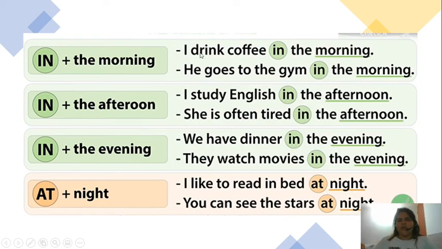Let's see some examples. I drink coffee in the morning. He goes to the gym in the morning. I study English in the afternoon. She is often tired in the afternoon. We have dinner in the evening. They watch movies in the evening. I like to read in bed at night. So be careful. At night. You can see stars at night. Okay?